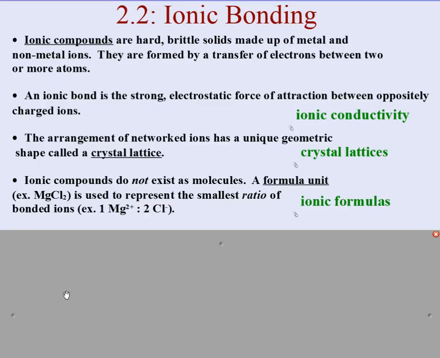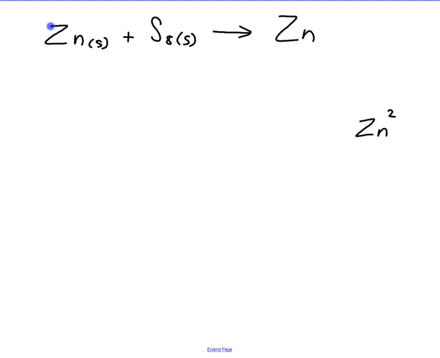If we had the reaction equation, we know that zinc is elemental and it's a solid, and sulfur, we may remember, is octahedral and is also solid. And then we would look at the reaction equation and we look at the product, which is zinc sulfide. Now, to write the chemical formula for zinc sulfide, we need to know the charges on each ion.